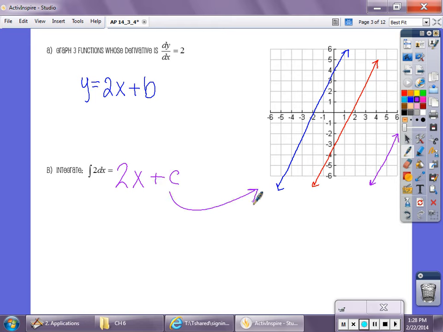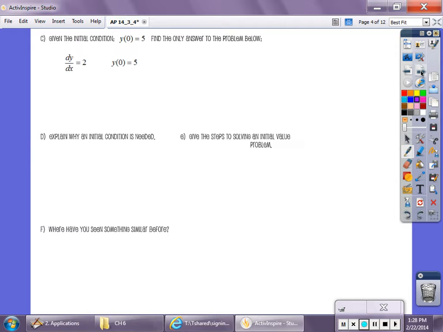If you have any homework questions, Ms. Stedman, you can take those now. Otherwise, we can keep going. We're going to start on the lesson. So here it says, given the initial condition of y of 0 is equal to 5, find the only answer to the problem. So I'm going to actually start off with this piece right here.